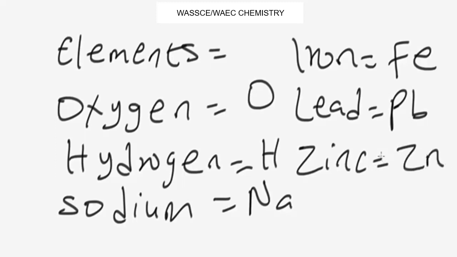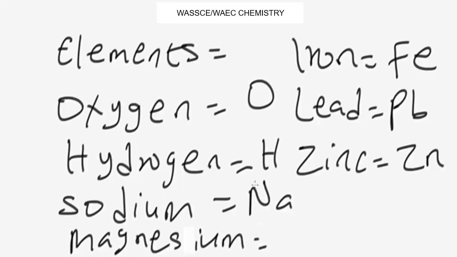Another example is magnesium. Write it here. So magnesium has its chemical symbol to be this. Now note that these odd symbols, like iron, lead, sodium, the symbols come from the Latin names of these elements. So this is basically what you have to know about elements.